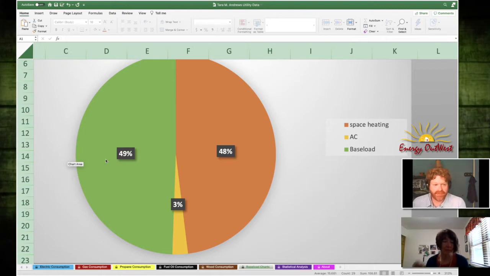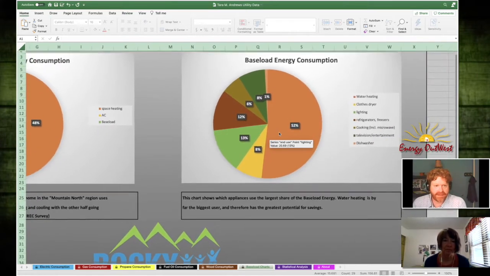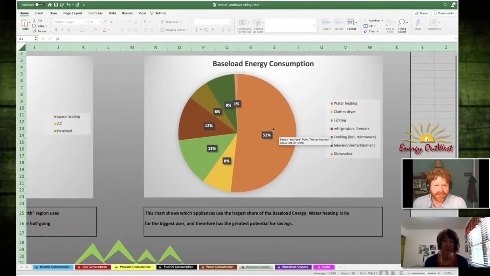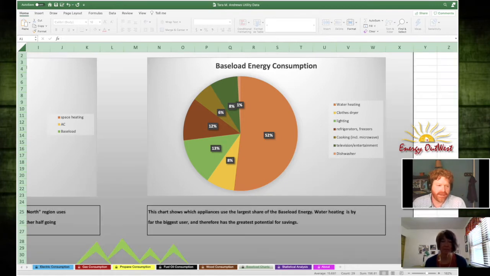So if we go over to the right, we can see that the vast majority of baseload energy use, that big orange chunk there, that's water heating. So that's the low-hanging fruit when it comes to baseload. Now, again, with this particular house, it's not a huge concern. So this is the information that we can extrapolate with just the utility data. But from there, we want to talk to the client and find out a little bit more. We want to confirm our suspicions and find out more about the home.